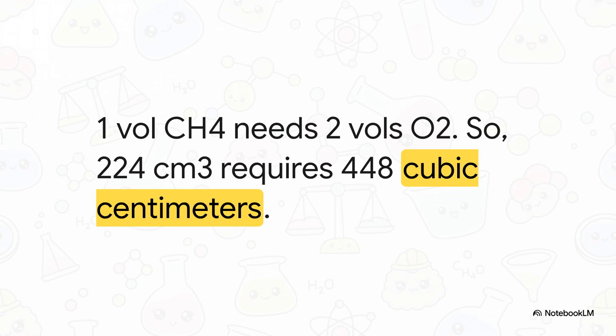Okay, let's walk through the exact examiner-approved steps for this. First, we need the balanced equation. CH4 plus 2O2 yields CO2 plus 2H2O. Just look at the coefficients. 1 volume of methane requires 2 volumes of oxygen. It's a straight 1:2 ratio. So if we have 224 cubic centimeters of methane, we just multiply that by 2. The answer is 448 cubic centimeters of oxygen. Rely directly on those balanced volume coefficients, and honestly, it's effortless.